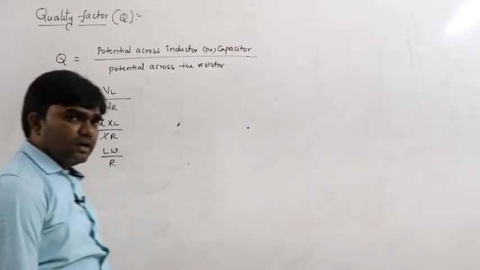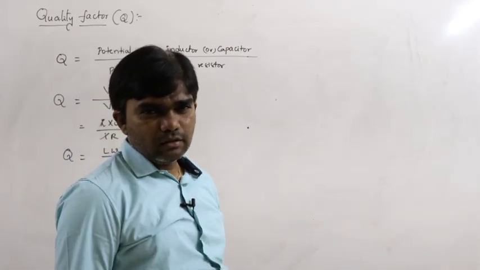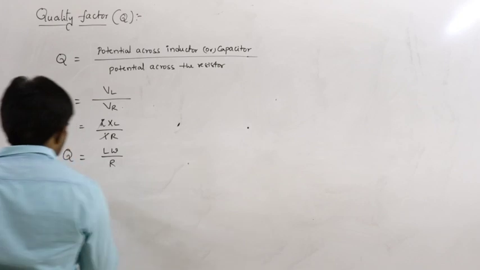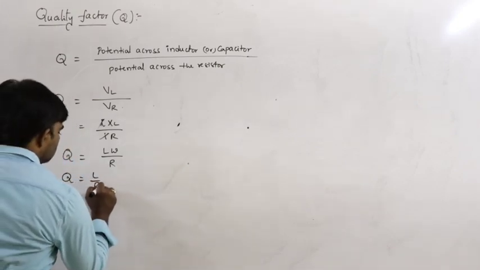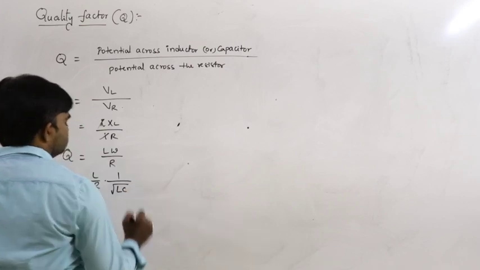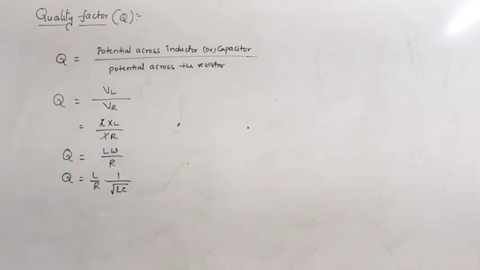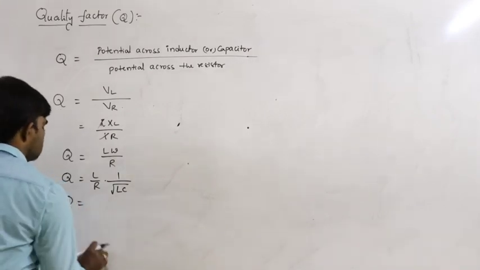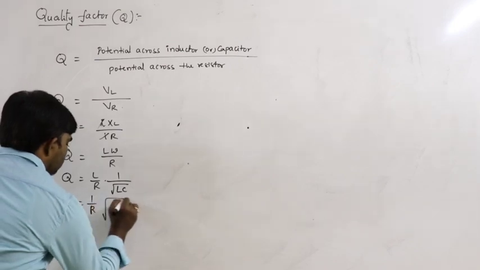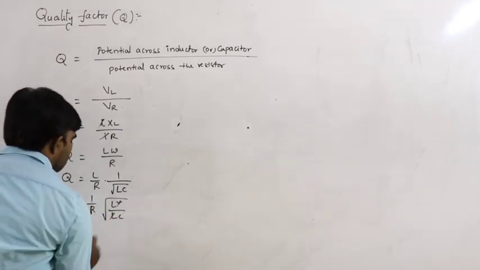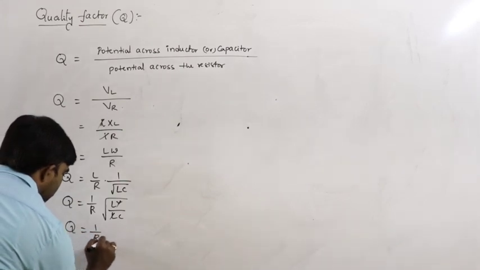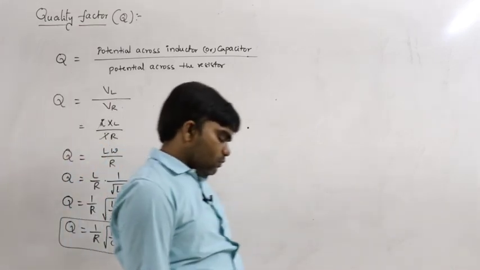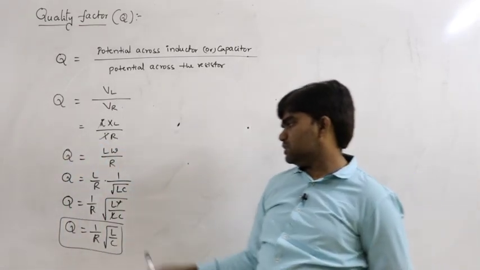This quality factor is defined in the case of resonance condition. This quality factor exists in the resonance condition only. In case of resonance, what is the omega value? 1 by root LC. Omega is nothing but 1 by root LC. So from this, Q is equal to 1 by R into square root of L square by LC. So Q is equal to 1 by R into root of L by C. This is the quality factor.